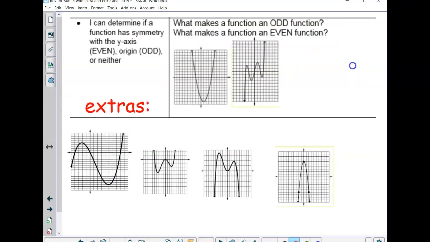Even or odd. What makes a function odd? Because both versions of the quiz have one or the other of those questions. Lucas? Okay. And what is that called? Yes, origin symmetry. And the other one, guys? An even function has y-axis symmetry.